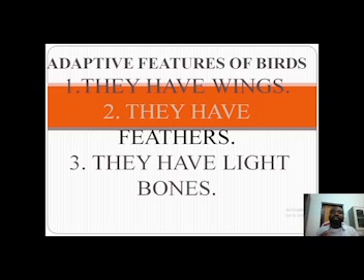Okay, so they have wings, they have feathers, they have light bones that help them to fly. They have other adaptive features, but I just want us to look at these so that you can remember this is what makes a bird fly, and that's why you cannot fly. That's why a bird will just sustain itself in the air, and so on.